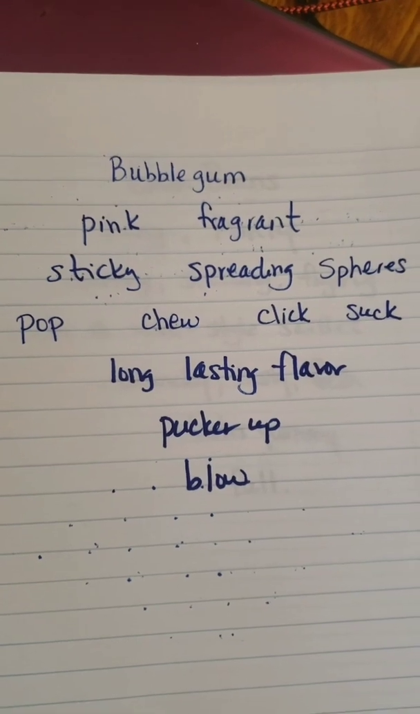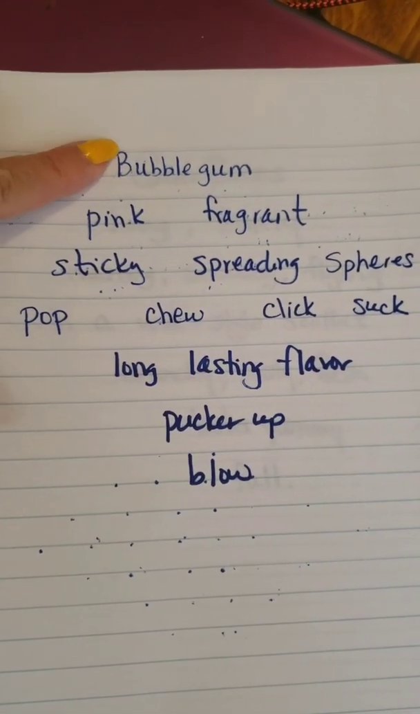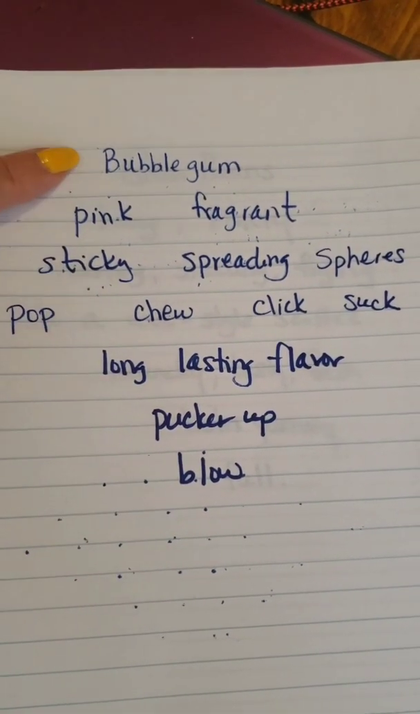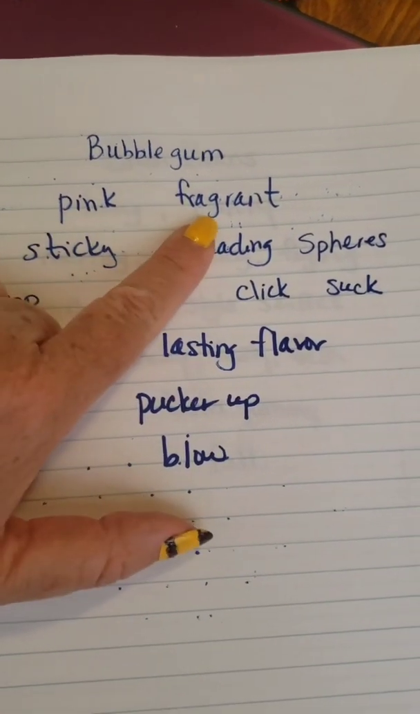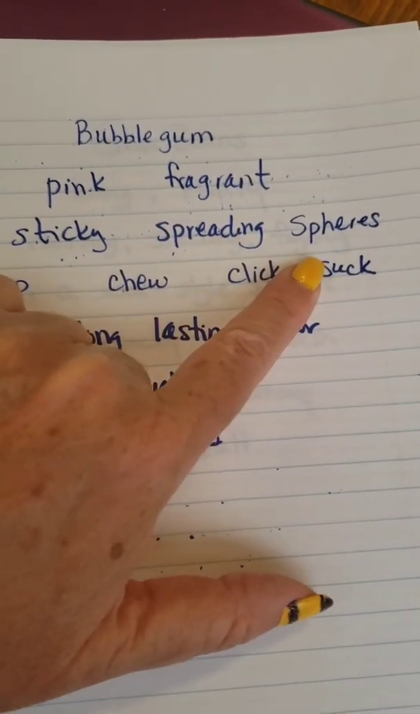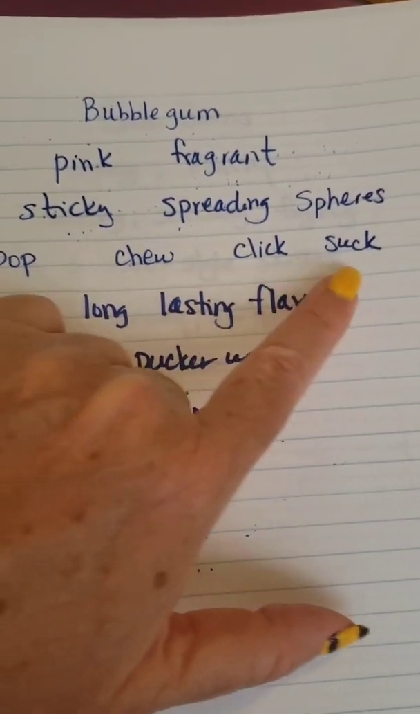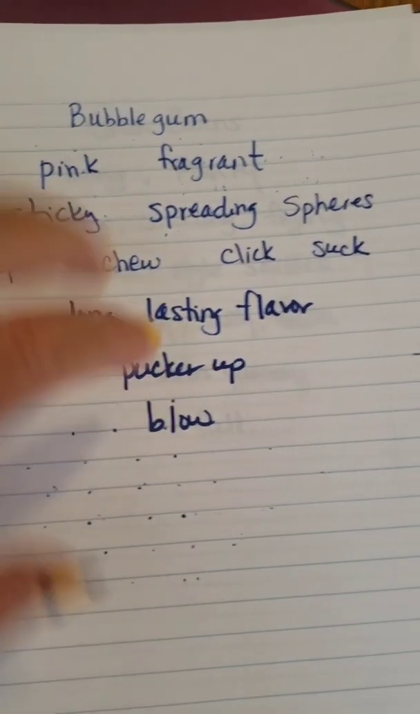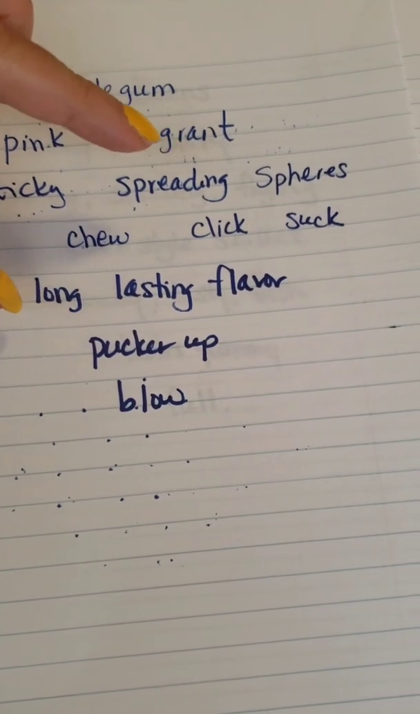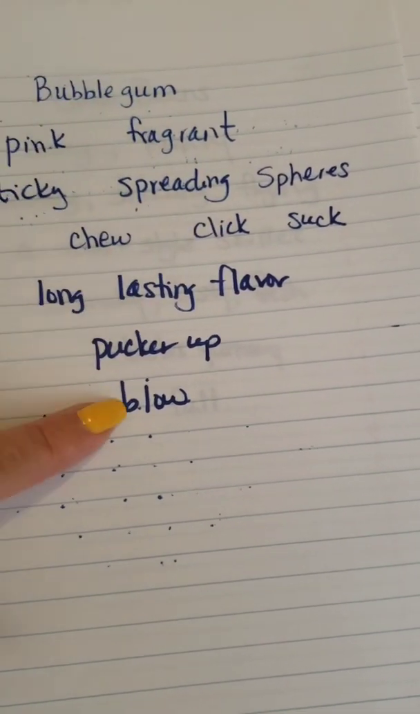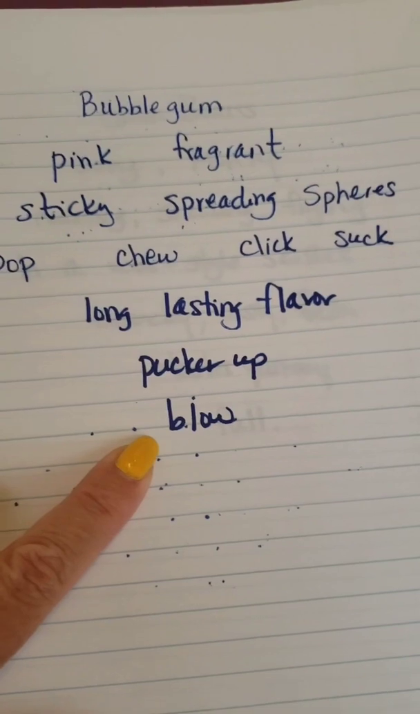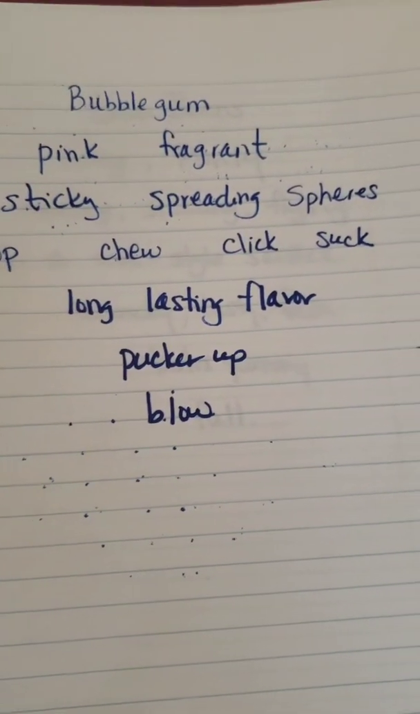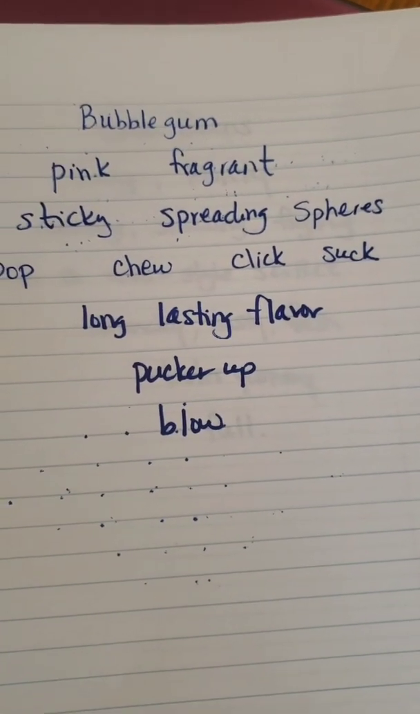In the second sample, the poem kind of veers off into a different direction from the bubblegum. So it starts out bubblegum, pink, fragrant, sticky, spreading spheres, pop, chew, click, suck, long lasting flavor, pucker up, and blow. So there's actually a rhyme in there: suck and pucker up and blow. So this refers more to the bubbles in the bubble gum, and this is more just the actual gum. So this is a mild transition poem.